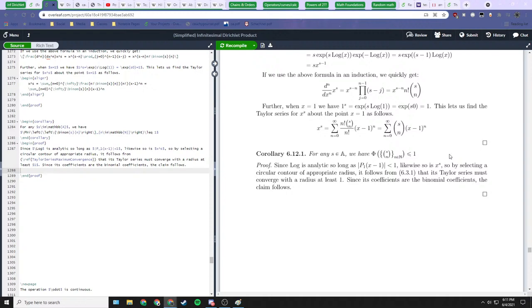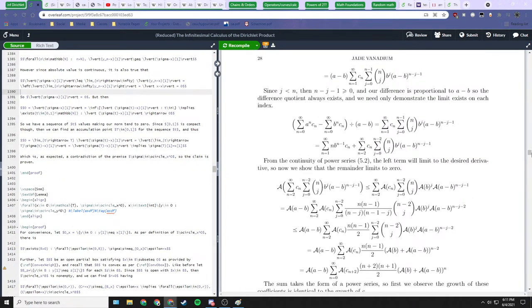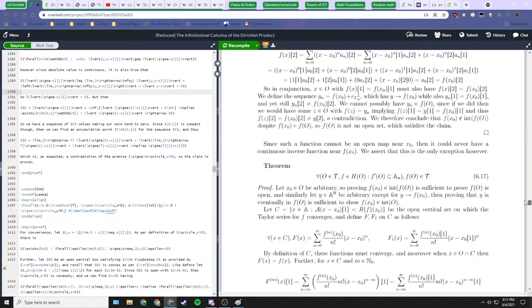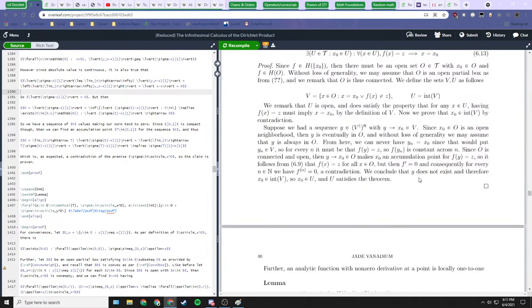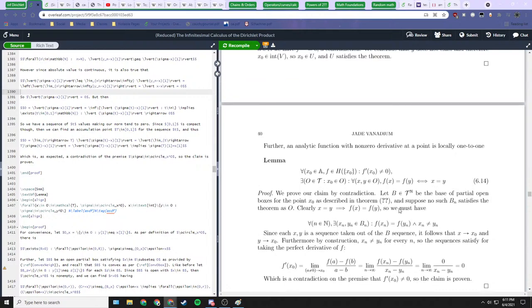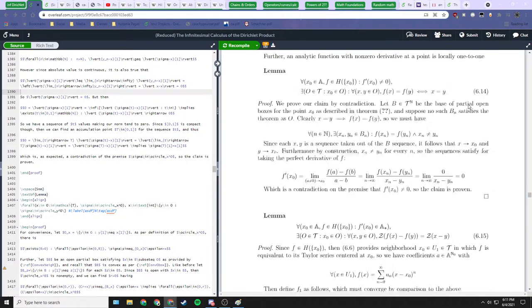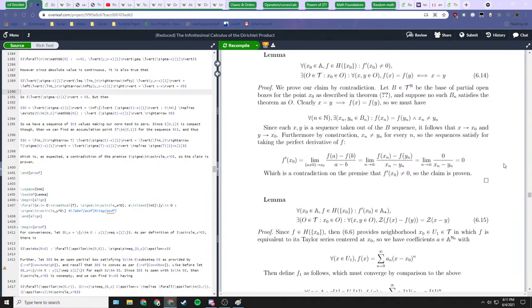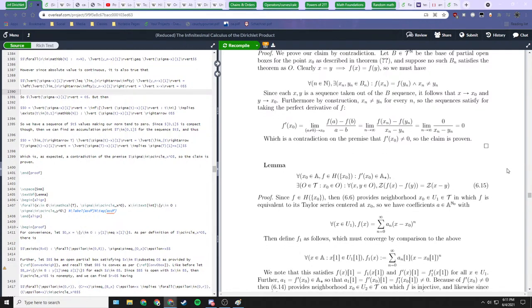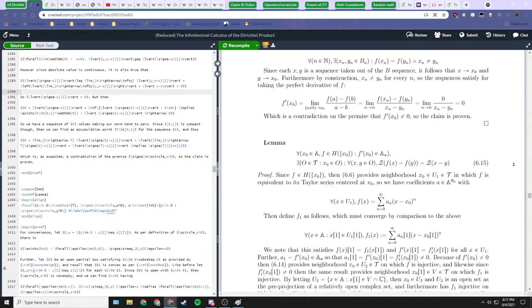Maybe there's some other method to prove this other result we want to prove. We just want to prove that there's a neighborhood where they're locally one-to-one. Where at each point there's a neighborhood where the function is one-to-one. I'm not sure, though. I'm really not sure.